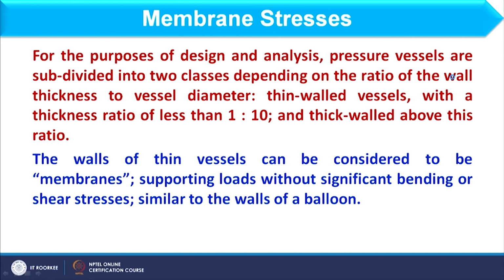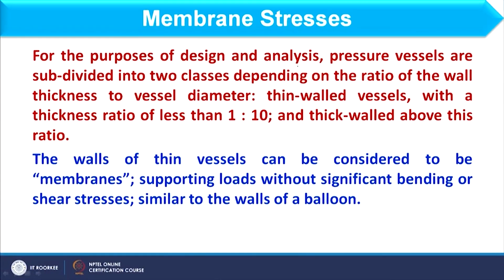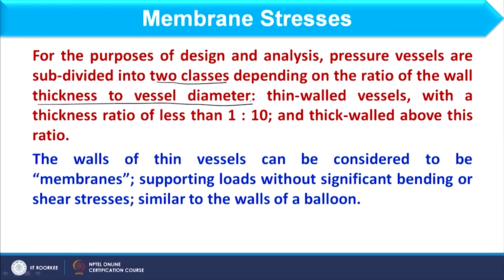Now, next topic in this series is the membrane stress. Here we will define what is membrane stress and how the expression related to these stresses can be derived for a given system. So, for the purpose of design and analysis, pressure vessels are to be subdivided into two classes depending upon the ratio of thickness to vessel diameter. So, the ratio of wall thickness to diameter speaks about the class of pressure vessel.